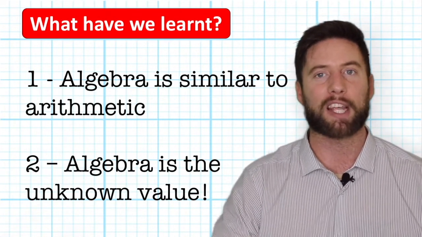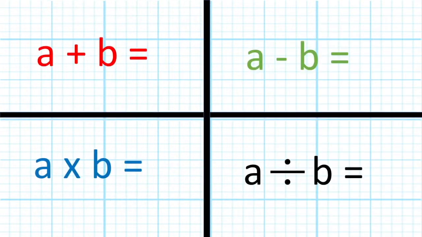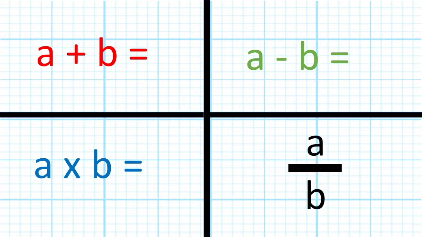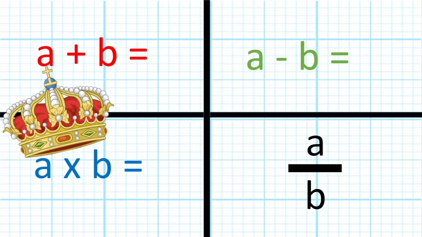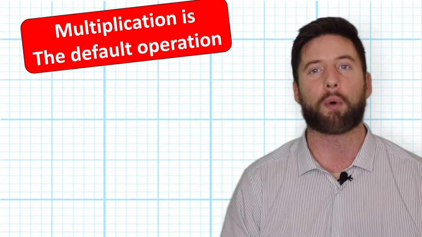to do with multiplication. Here are the 4 basic arithmetic problems: addition, subtraction, multiplication, and division. Although in algebra, you will see division being represented in its fraction form. In arithmetic, all 4 of these operations have the same status. They are the same importance. However, in algebra, we have a king. Our multiplication is the king. It gets some special treatment. And that's because in algebra, multiplication is the go-to, the standard, the default operation.